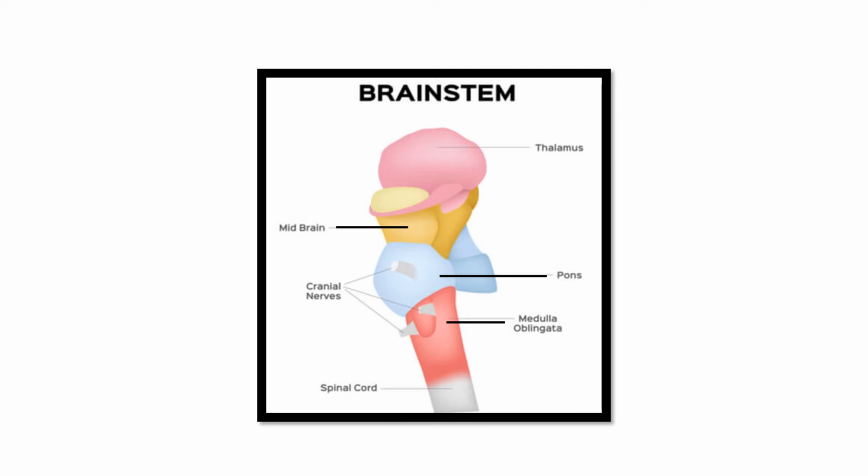Let's review some of those tricky terms. The midbrain, pons, and medulla oblongata are the three portions of the brainstem, and here they're depicted as they are in the brain from top to bottom.